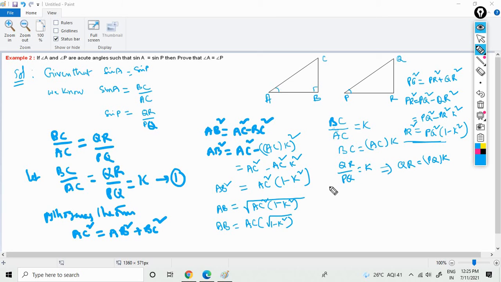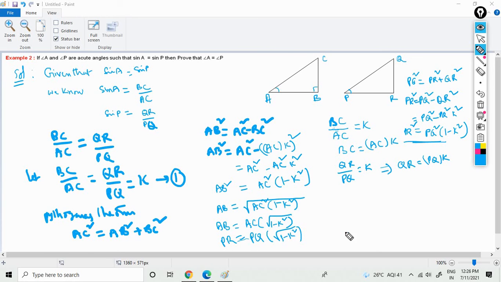So from this equation, PR square is equal to this value. When I apply the square root, PR is equal to PQ into square root of 1 minus K square. So how do you get it? PR is the square root of PQ square into 1 minus K square. So the PR value is PQ, you take out, and the square root is applied to 1 minus K square.